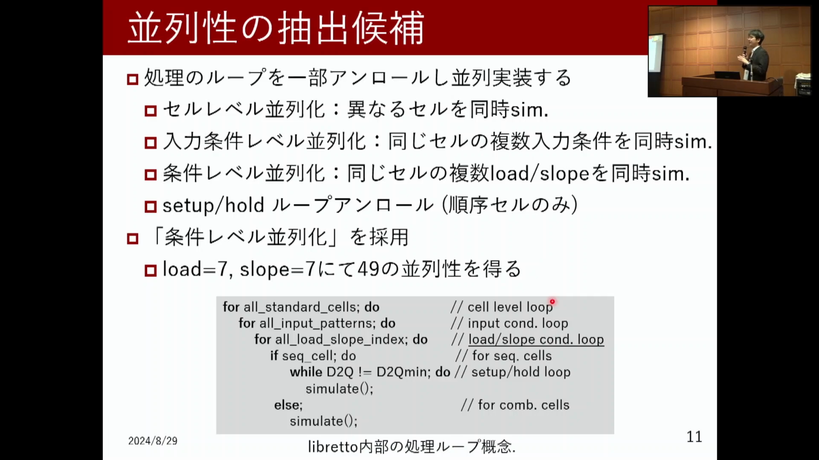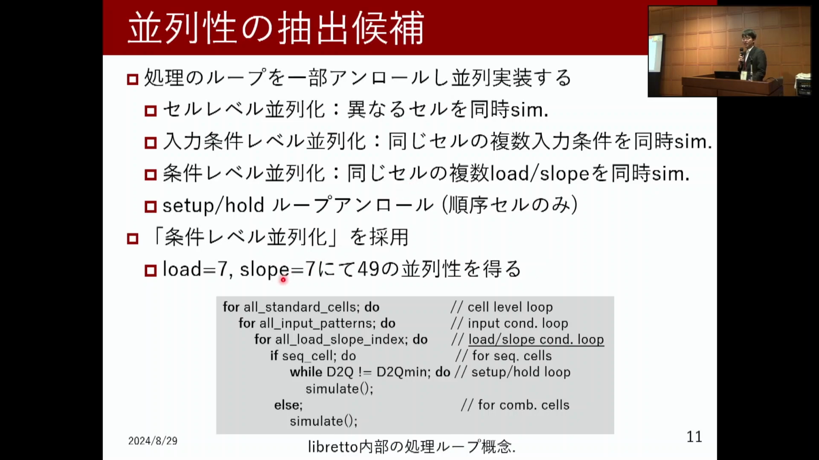The issue is timing, as ngSpice is very slow, and also Python is not so fast, so we need to speed up the characterization. Inside the characterizer, we have several parallelism, but in this Libretto, it decided to unroll the loop for condition level. Means the multiple load and multiple slope condition is available, so this part is parallelized.